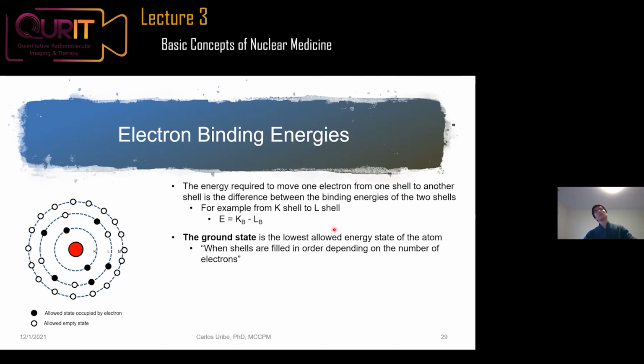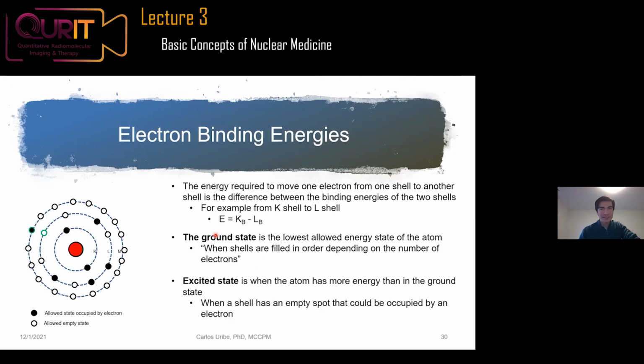The ground state, when we talk about a ground state of the atom, is when we have the lowest allowed energy state of the atom, when all shells are filled in order from K shell out, depending on the number of electrons. So if you have 3 electrons, for example, you would put 2 electrons in the K shell, then you cannot put the 3rd electron out there anymore. You put the next electron in the L shell. So you start going in order, filling the shell. The lowest energy that you can have is what we call the ground state.